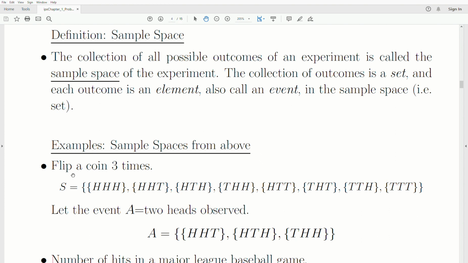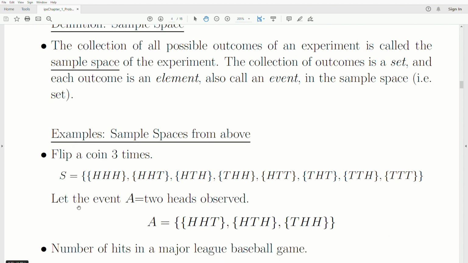then the sample space S is denoted by this set, and the set contains 8 elements. The first one is head, head, head, meaning we observed a head, then a head, then a head. The next one is head, head, tail, then head, tail, head, and all the way to tail, tail, tail. So this is the sample space, and these are the only possible outcomes. Now, let's define an event from our sample space to be equal to 2 heads observed. So the event A would contain 3 elements: head, head, tail; head, tail, head; tail, head, head.